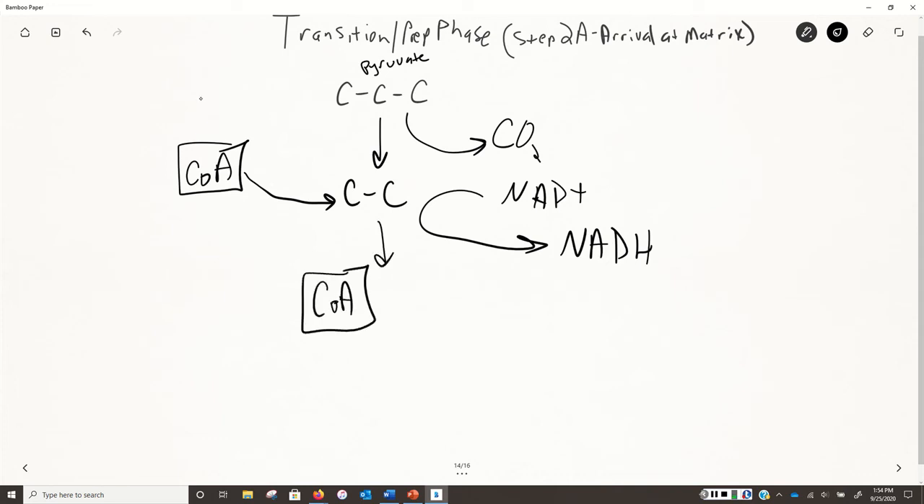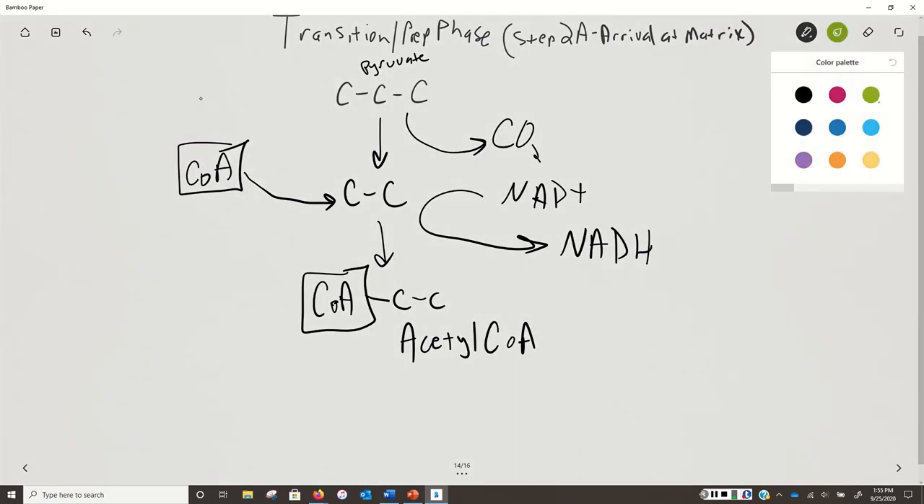And he's just going to hold that compound together until the next step. This 2-carbon compound with the coenzyme A attached to it is called acetyl-CoA. Acetyl-CoA. And that's the end of the preparatory phase, or the transition phase.